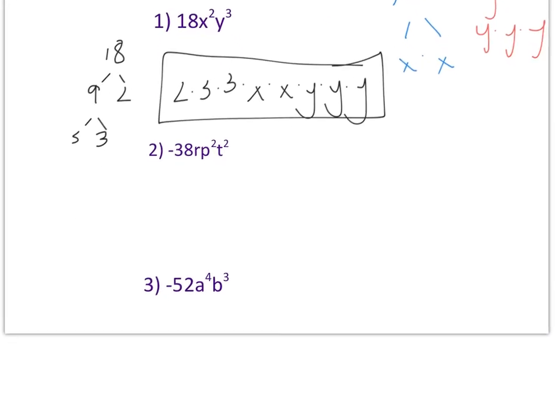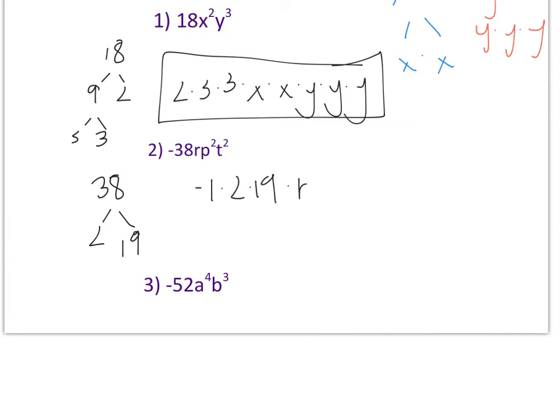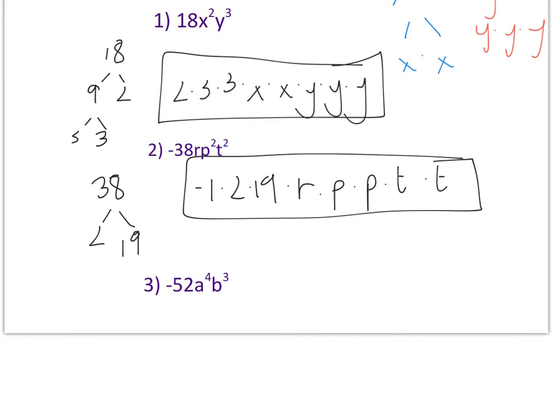All right, number 2 says negative 38 r p to the second t to the second. So I'm just going to break down 38, and then I'll just attach a negative 1 into my final answer. And so 38 breaks down into 2 and 19. And then 2 and 19 can't break down anymore. So I have negative 1 times 2 times 19 times r times p times p times t times t. And that would be the completely factored form.